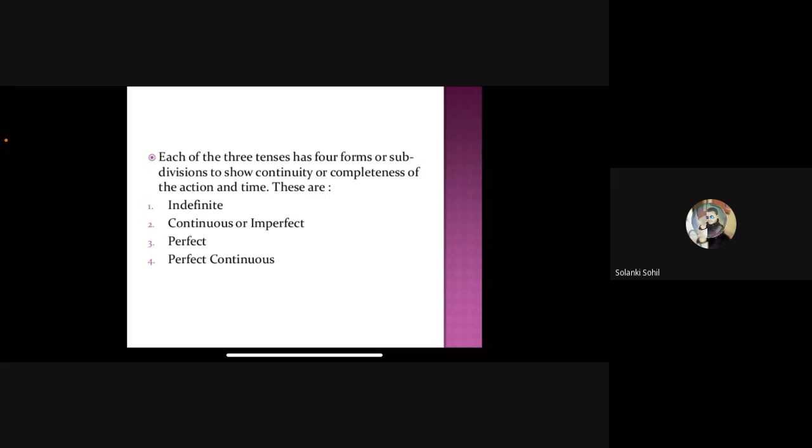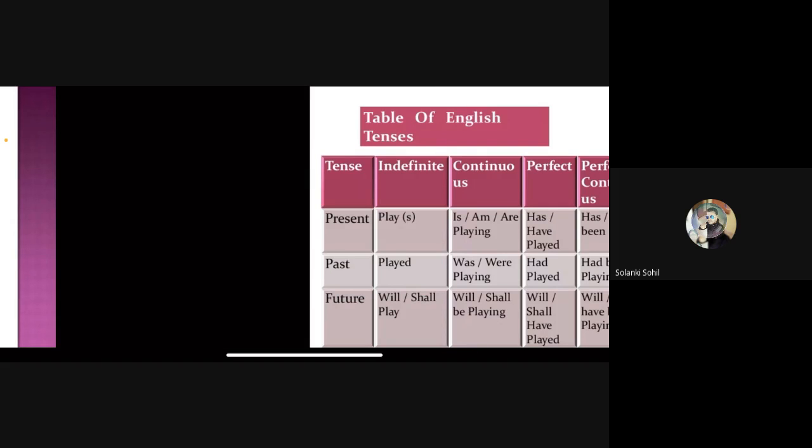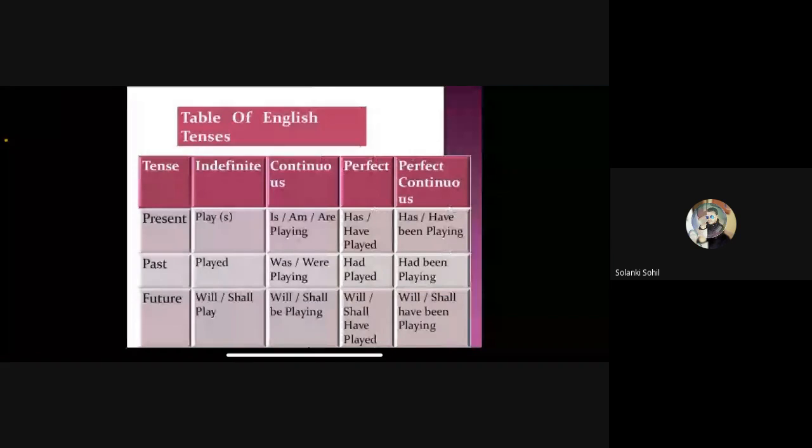The first one is indefinite tense. That is simple. Simple present, simple past, simple future. That is indefinite. Then present continuous, past continuous, future continuous. Then present perfect, past perfect, future perfect. And the fourth one, present perfect continuous, past perfect continuous, and future perfect continuous. So these are the four subdivisions. You have to read this table horizontally.